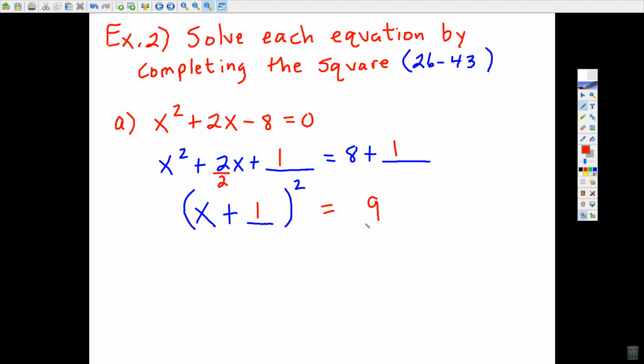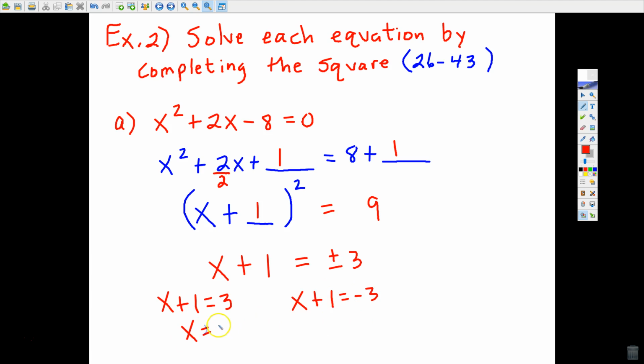Okay, so now we're in familiar territory because we're going to use that square root property, which says to do the square root of both sides. The square root of the left side would just give me x plus 1. The square root of the right side would give me plus minus 3. Alright, so the way I'm going to get my two answers, I'm going to solve basically two equations. One for the positive 3, one for the negative 3.